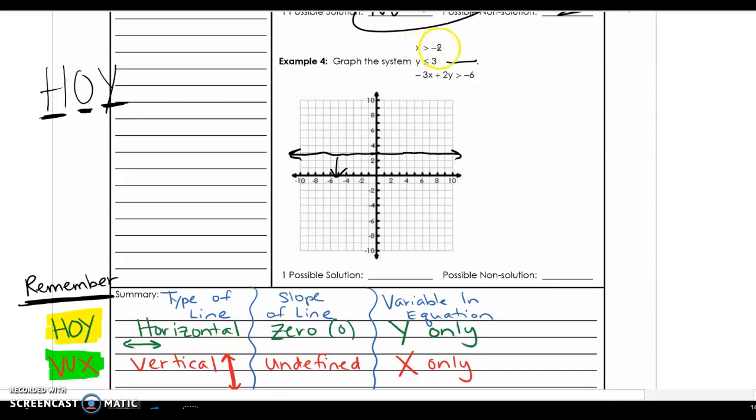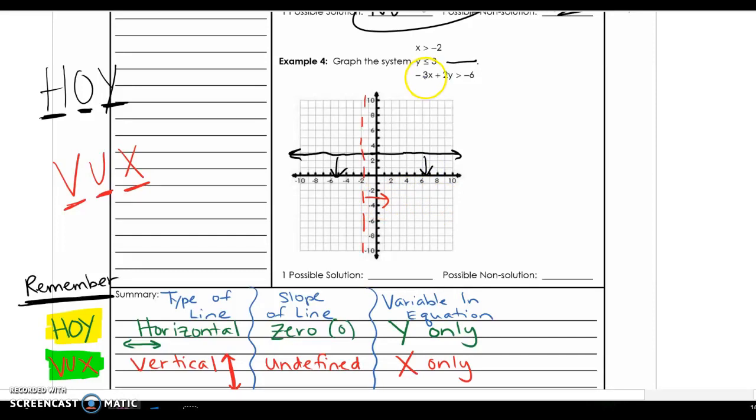If I was graphing the x only, I could use VUX: vertical, undefined slope, x only. So x only is a vertical line crossing at -2. This is greater than only, so we're going to do a dashed line at -2. And greater than would be shaded to the right of the line. So right now we would have below the horizontal line and to the right of the vertical line.